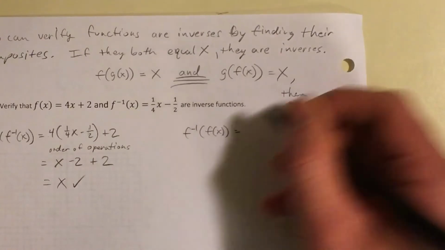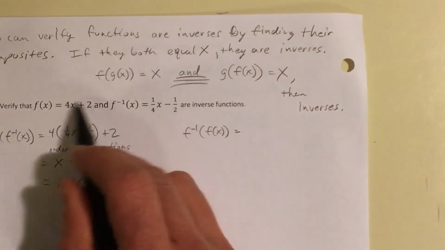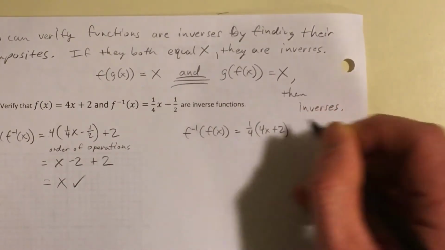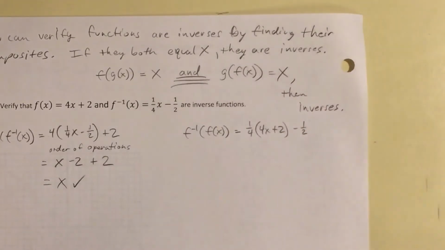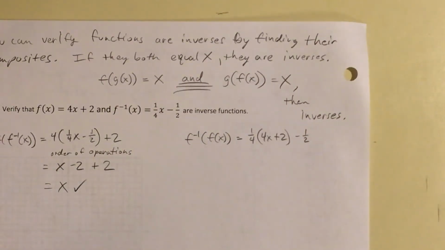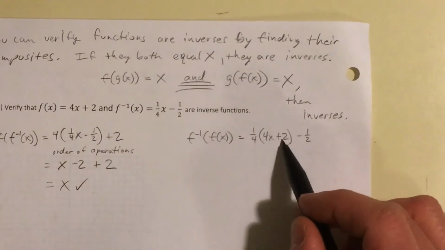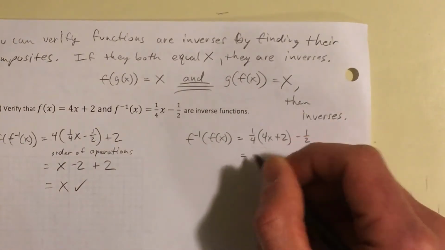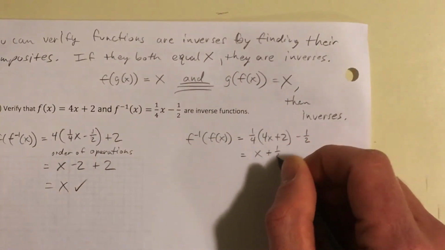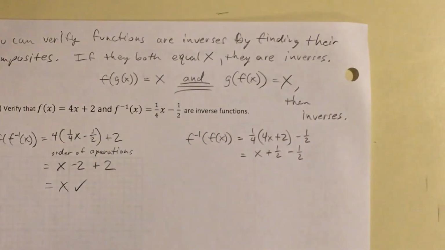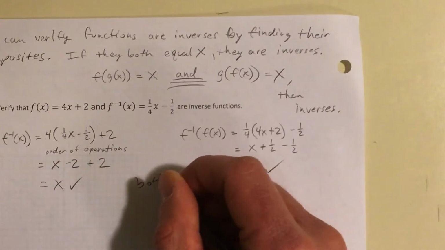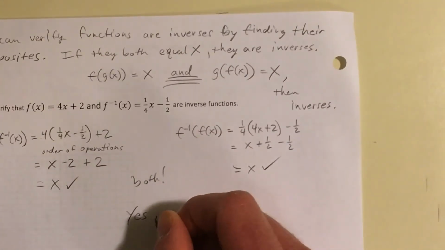Now we'll go to the other side. So we're taking 4x plus 2, placing it in for x. 1/4 times 4x plus 2 minus 1/2. Let me double check. My parentheses are closed up, should be in good shape. And again, we're going to distribute first. x plus a half, no longer need the parentheses, minus a half, equal to x. Since we have both, yes, inverses.